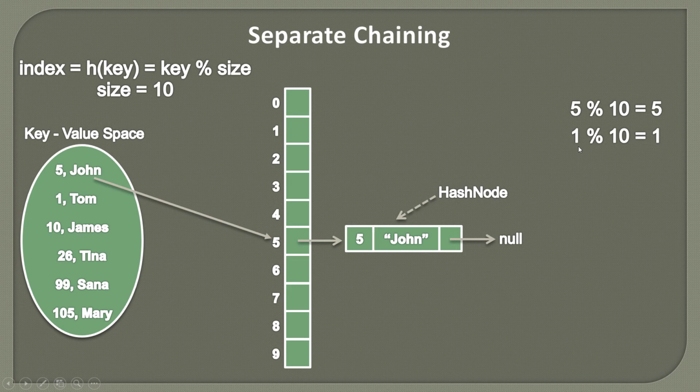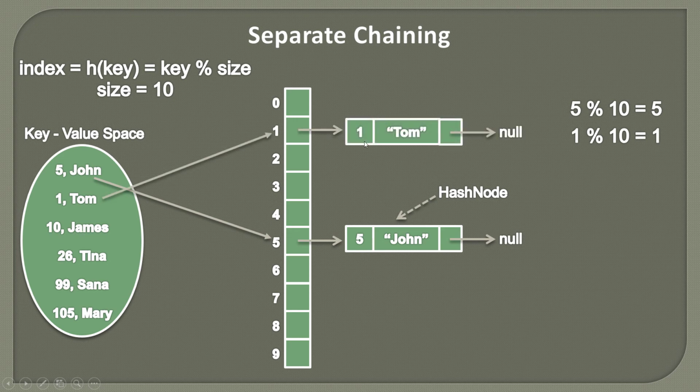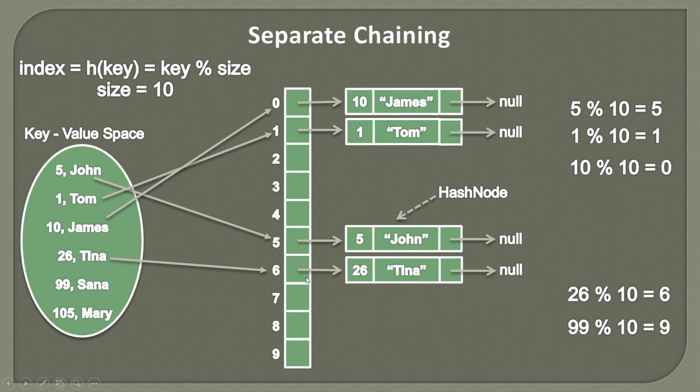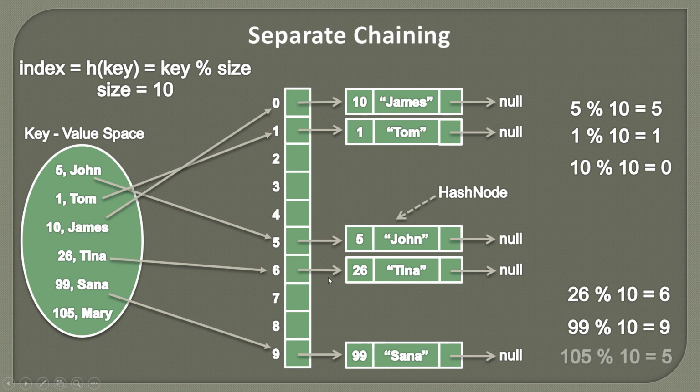Now let's say we want to store 1, Tom. At the first index, we store 1, Tom in the form of a hash node. At the 0th index, we'll store 10, James. And similarly, the other values. But when we encounter 105, Mary, our hash function returns an index of 5. When we go to index 5, we see that there is already a hash node available having key 5 and value John. Now we have encountered a collision.